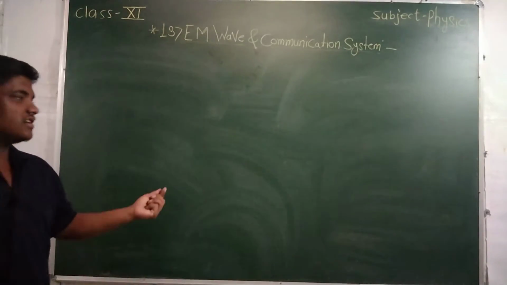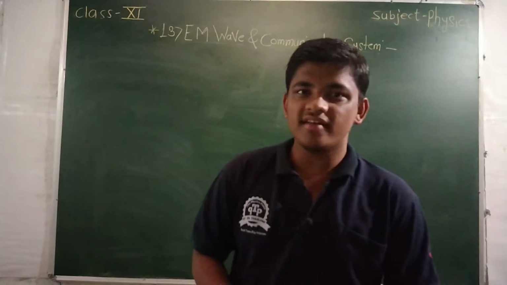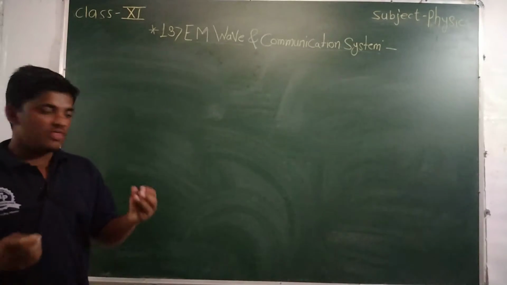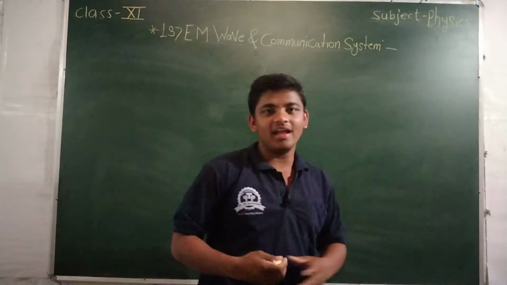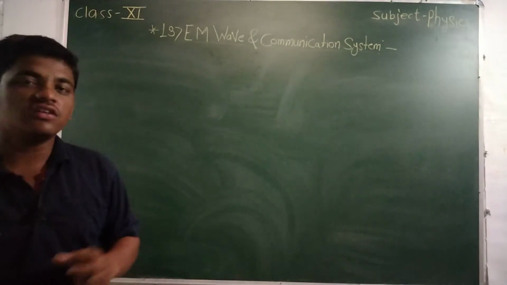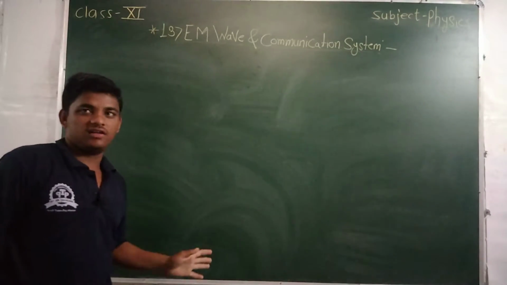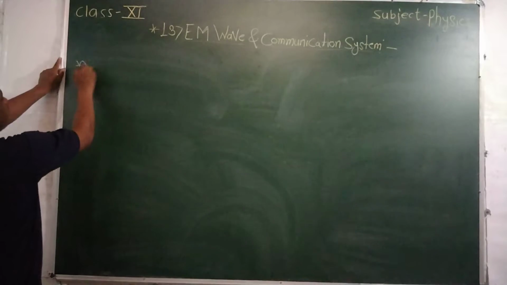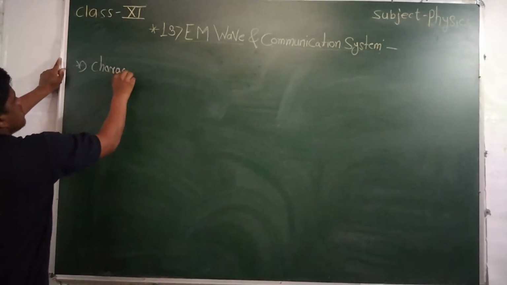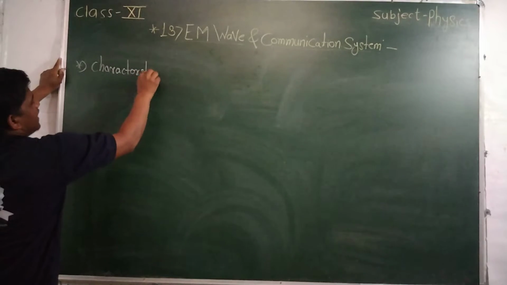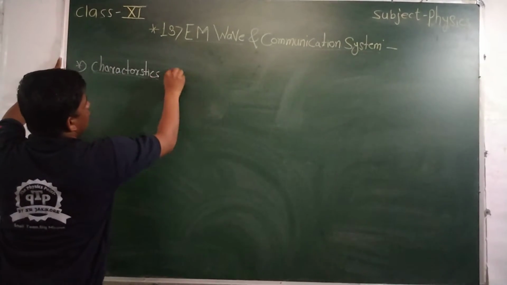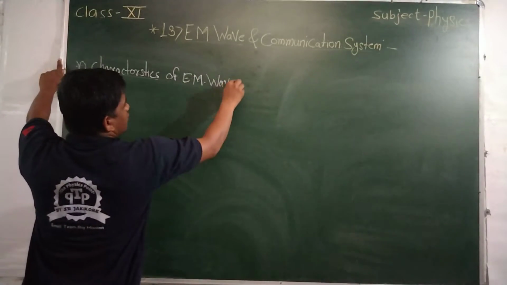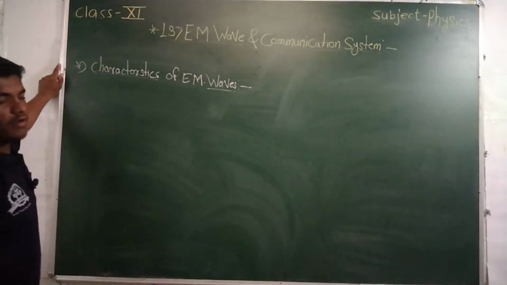In these lectures, we will discuss the characteristics of electromagnetic waves. In the previous lectures, we discussed the source of electromagnetic waves and Maxwell's equations, the main purpose behind them. We also revised Gauss's law for electrostatics as well as magnetism. In this lecture, we discuss the characteristics of EM waves, one by one.